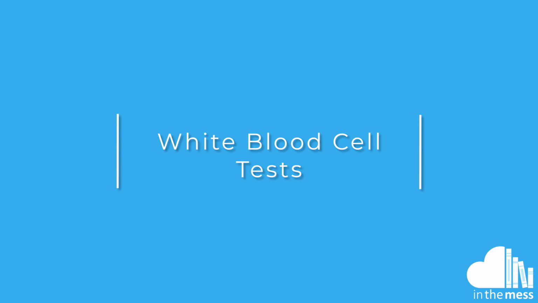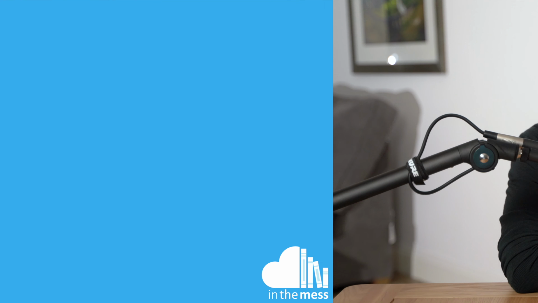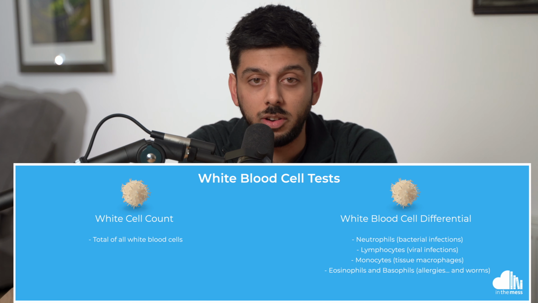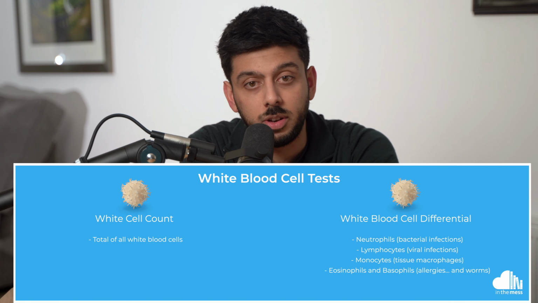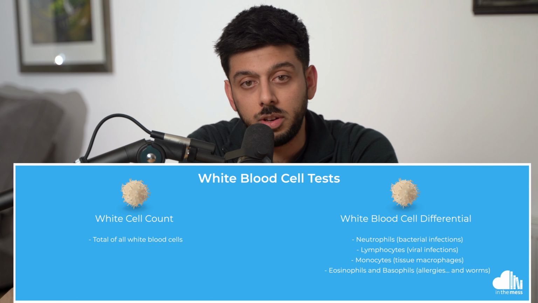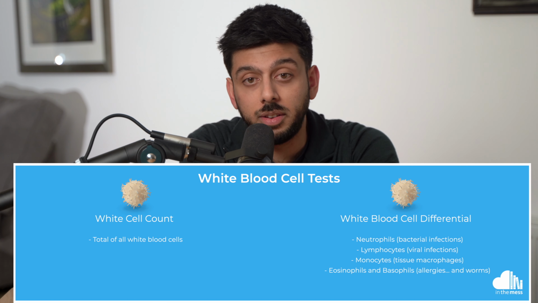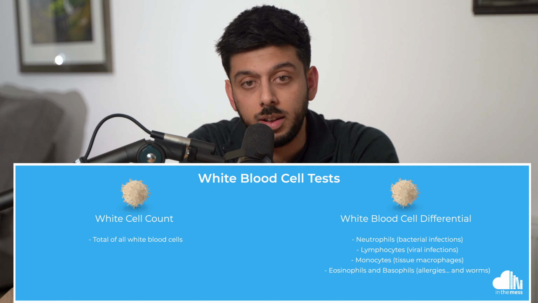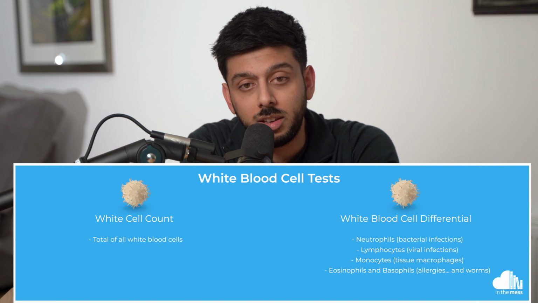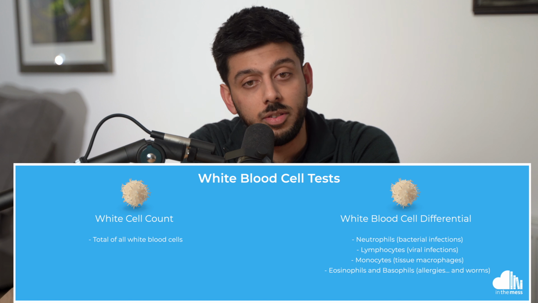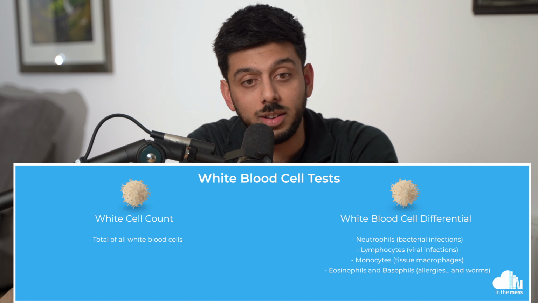Moving on to the white blood cells. There are two values that you get, a total white count and a white count differential. The differential count breaks down the different subtypes of white blood cell and gives you a count for each of them. This includes a neutrophil count, which are the cells that help fight off bacterial infections, lymphocyte count, which are cells that usually help fight off viral infections, monocytes, which are tissue macrophages, eosinophils and basophils that help fight off allergic diseases and worms.